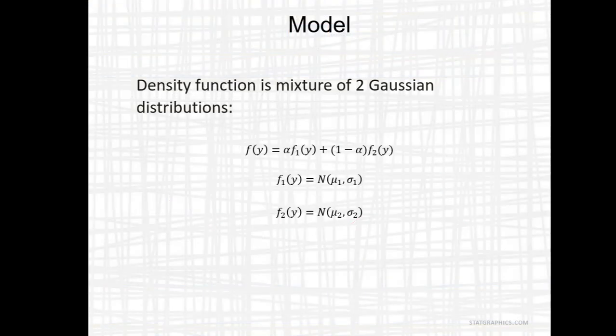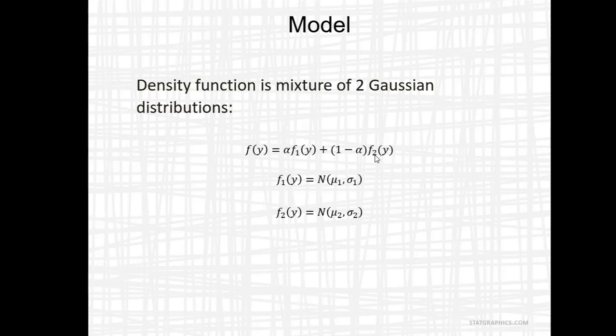The distribution I want to fit to this data is a mixture of two Gaussian distributions. The overall density function for the duration is alpha times one normal distribution plus 1 minus alpha times a second normal density function. Actually, alpha is the fraction of the observations that come from that first density function. It's a value between 0 and 1. The other 1 minus alpha fraction come from a density function f2.